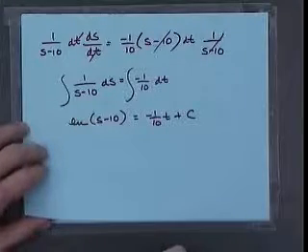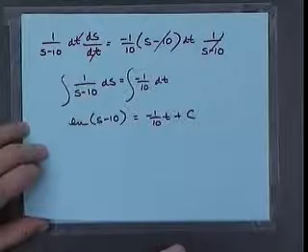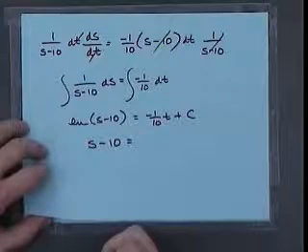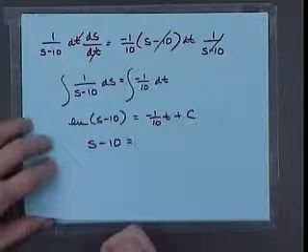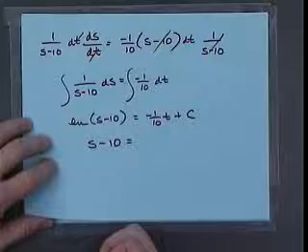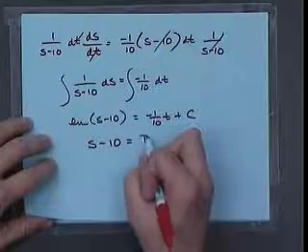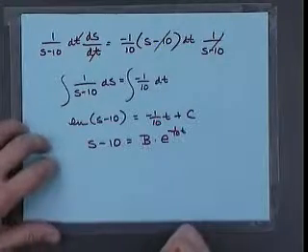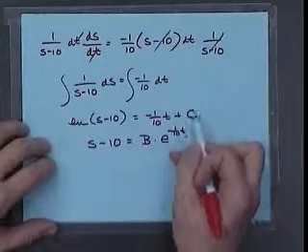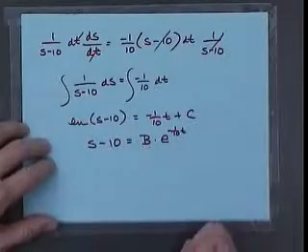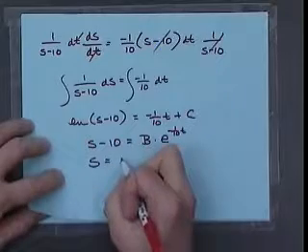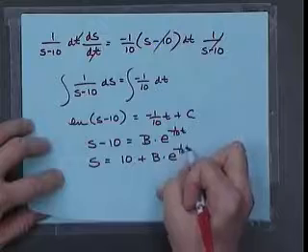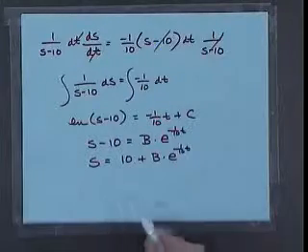Next, exponentiate both sides. Left side is S minus 10. The right side, we've done this enough, so let's just skip a couple of steps. It's going to be e to the negative 1/10 t times e to the c. Does that work? e to the c is a number, so we'll just call it b. Solve for S, and then plug in 6. All right, so we've got it solved for S.